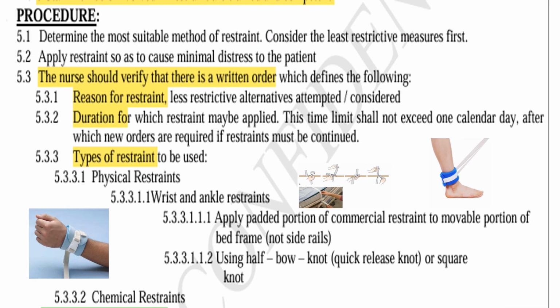Now moving on to the procedure of restraint, we have to determine the most suitable method of restraint. We have to consider the least restrictive measures first. Apply restraint so as to cause minimal distress to the patient. The nurse should verify that there is a written order which defines the reason for restraint, the duration for the restraint, and the types of restraint to be used.